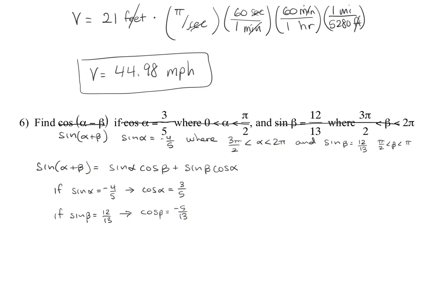So in putting all of these values into this identity, we're going to have sine alpha, which is -4/5, times cosine beta, -5/13, sine beta, just 12/13, plus cosine alpha, which is 3/5.